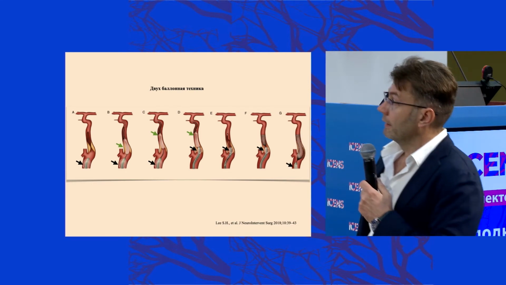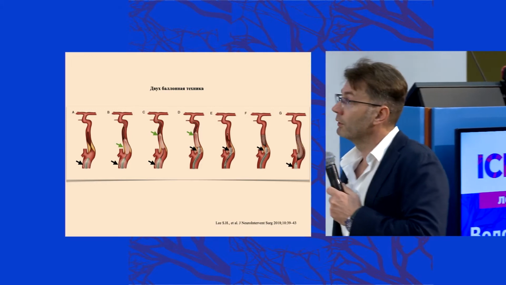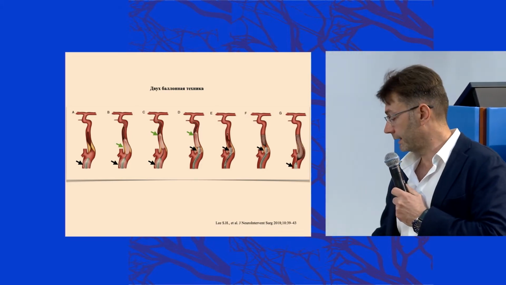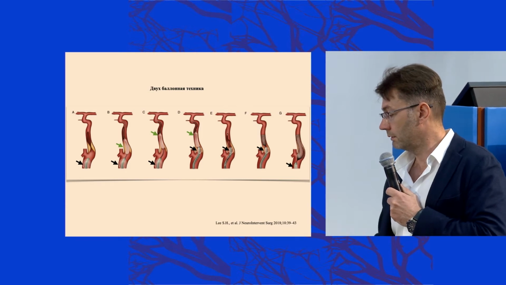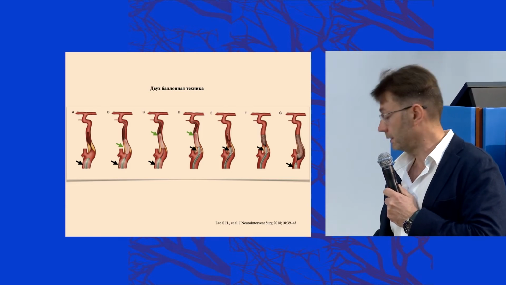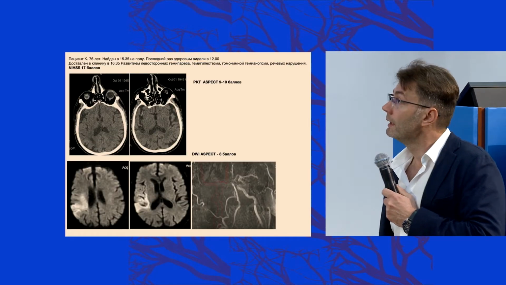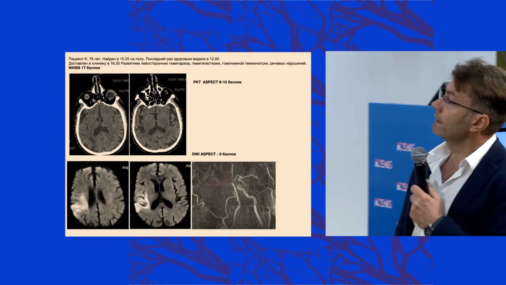My preferable technique is the 2 balloons technique, when we perform occlusion with both an occlusion balloon catheter and the catheter that is used for balloon angioplasty. How do we do it? Let me show you a clinical case.